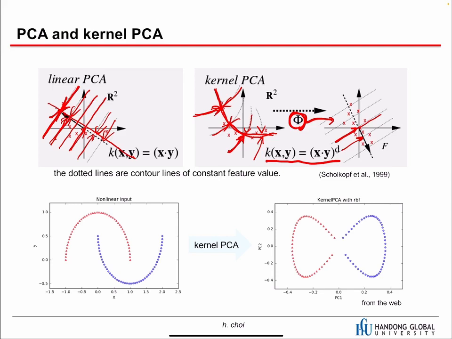If we apply the kernel PCA, then we can nicely find a nonlinear space for this input. So this one is the first principal component, and this one is the second principal component. And in the first principal component, these two are completely separable.